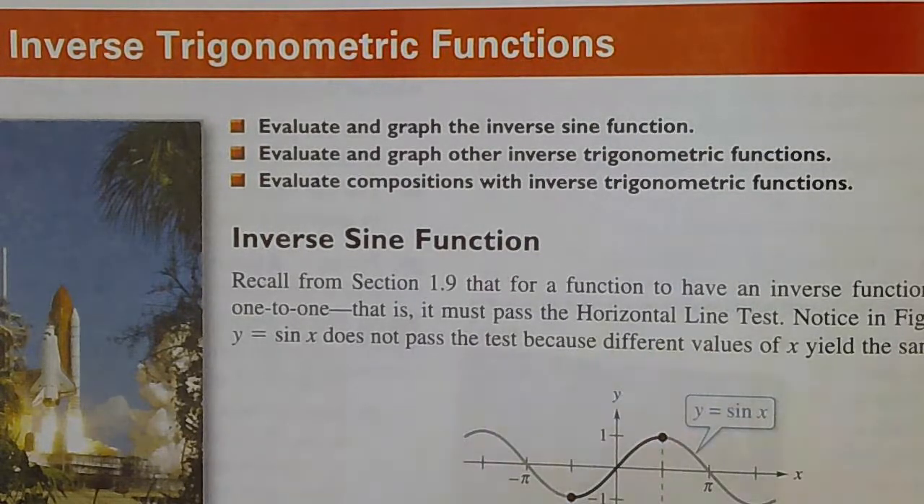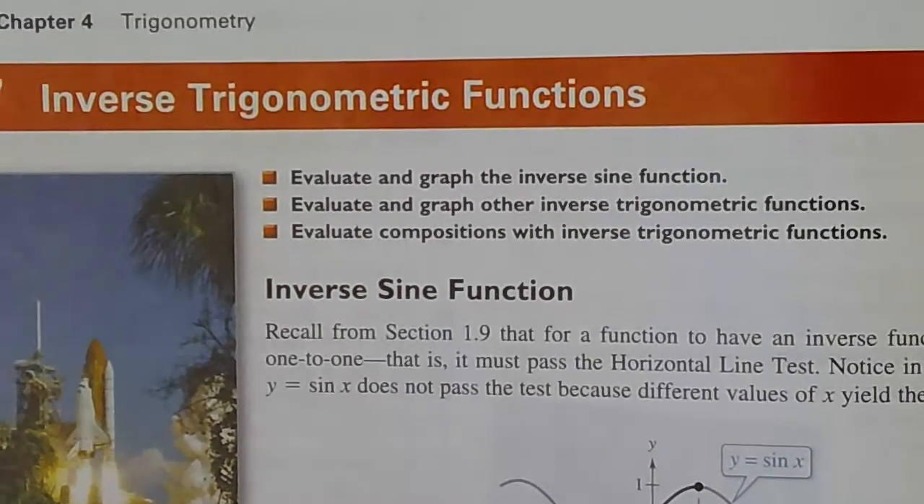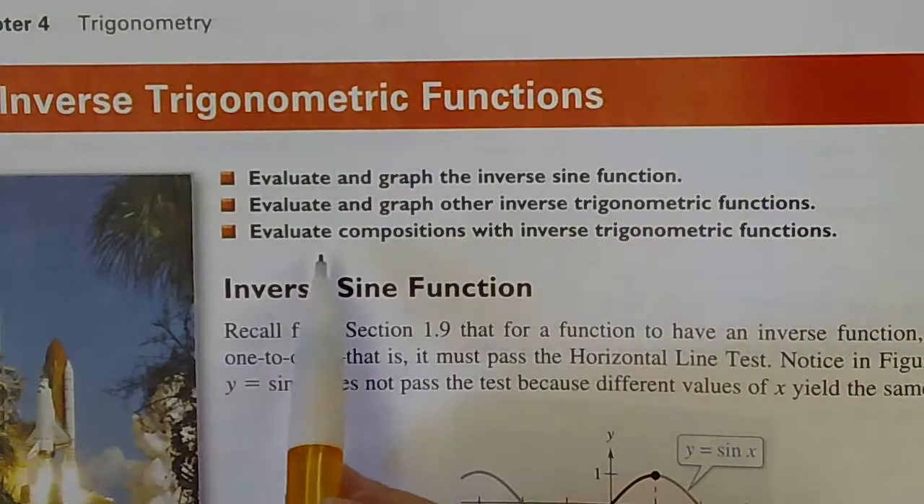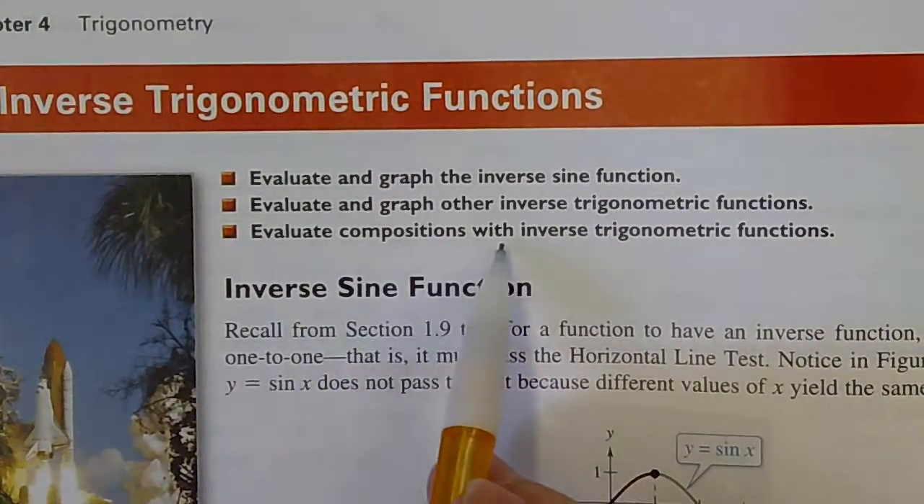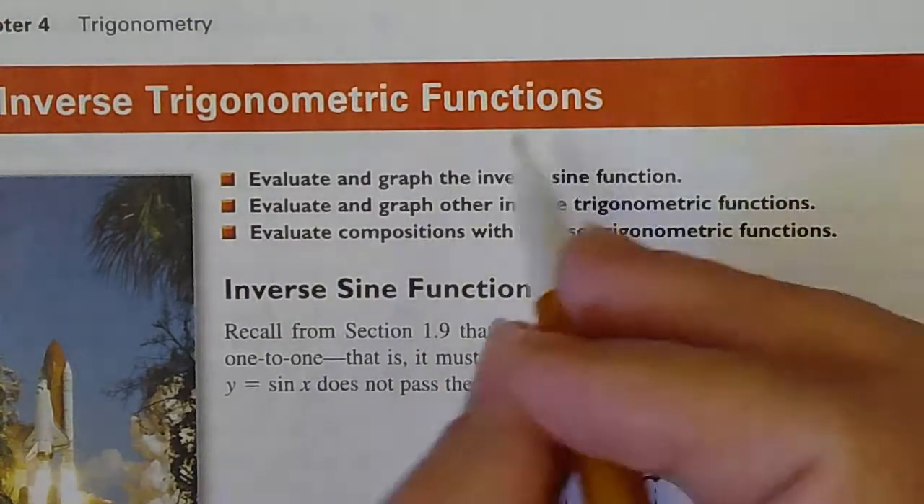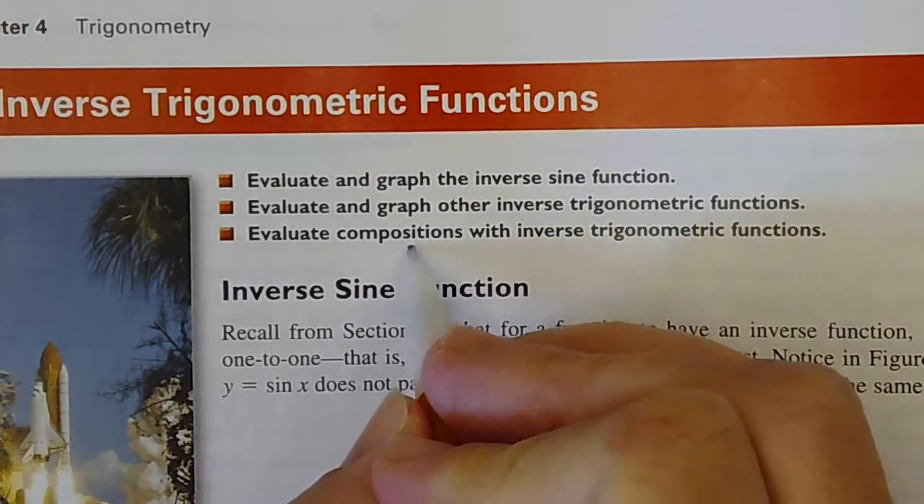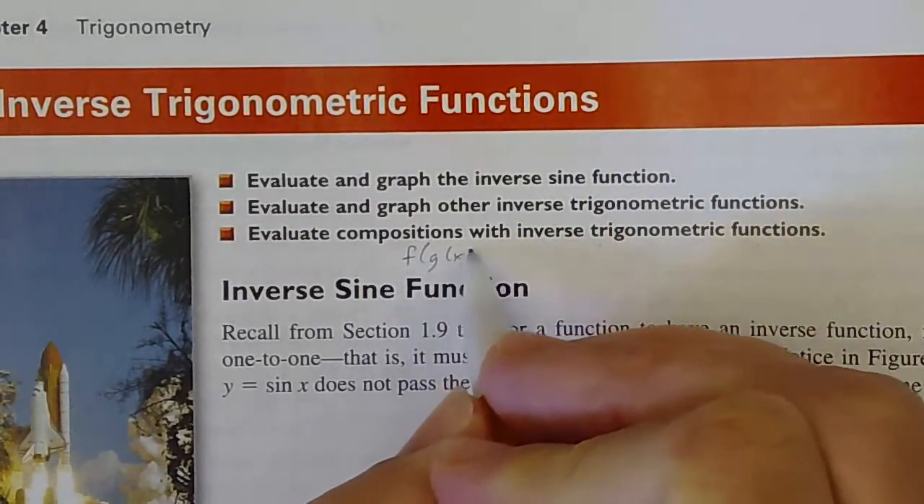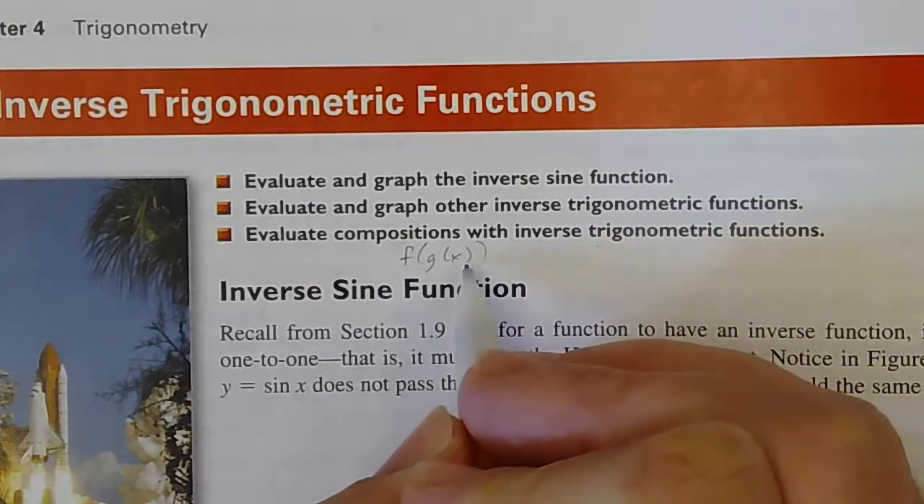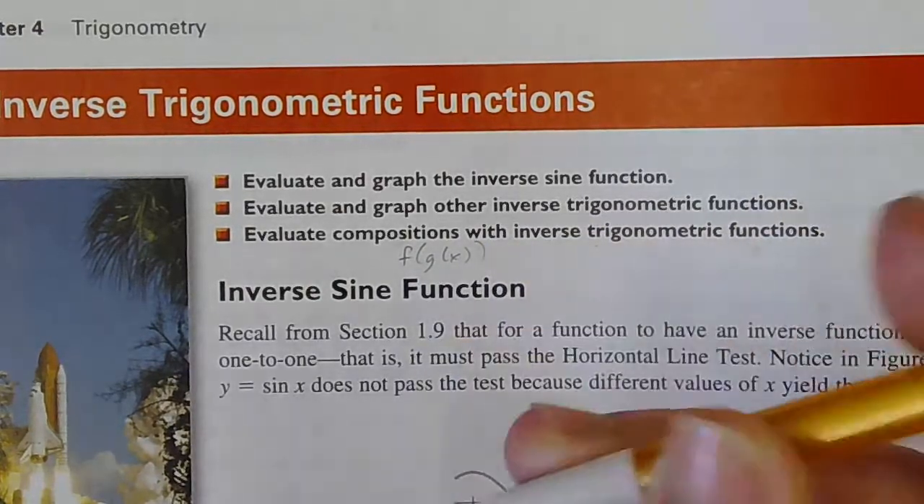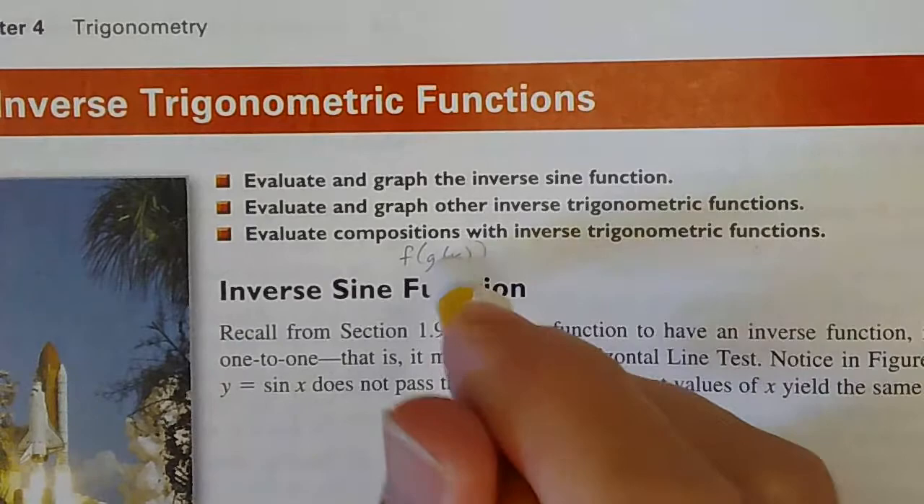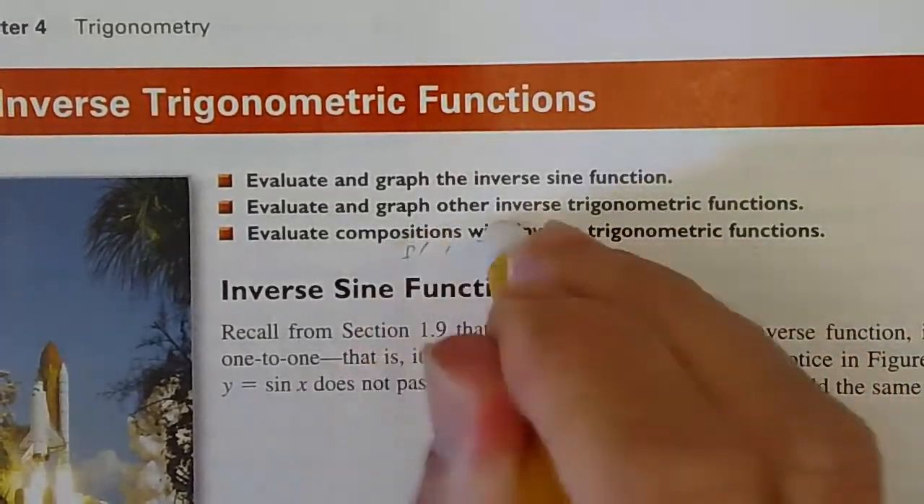Okay, day 2, 4.7. Today we're going to work on evaluating compositions with inverse trig functions. Compositions we had back in chapter 1 or 2 is like f composed of g of x, kind of like two functions in one. They just aren't quite written or expressed like that. I'll show you how they're expressed.